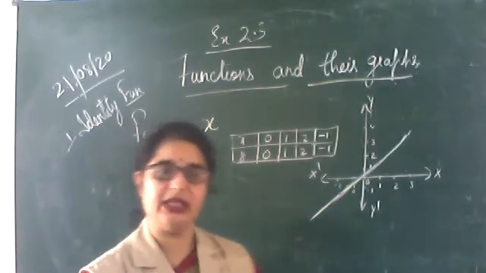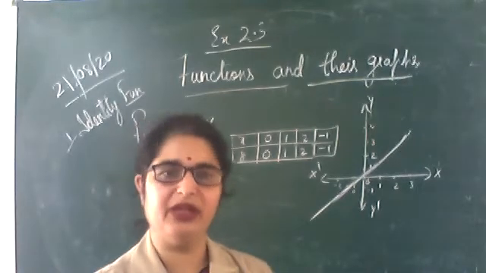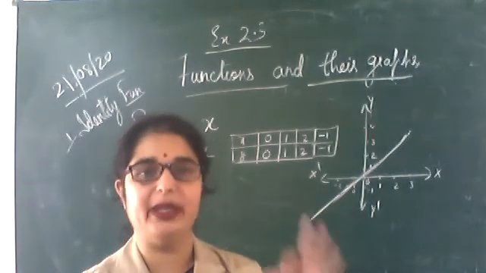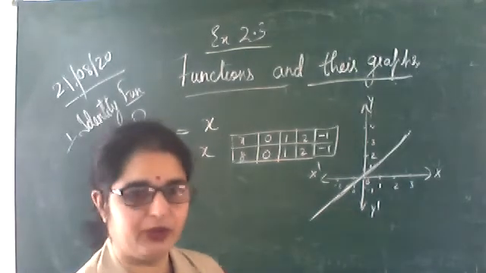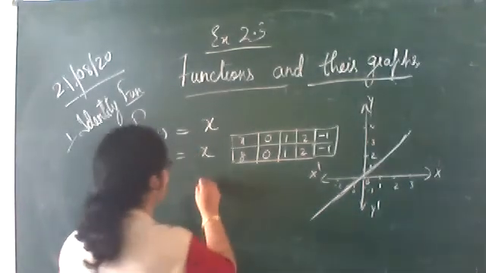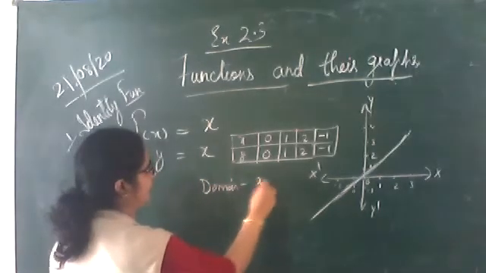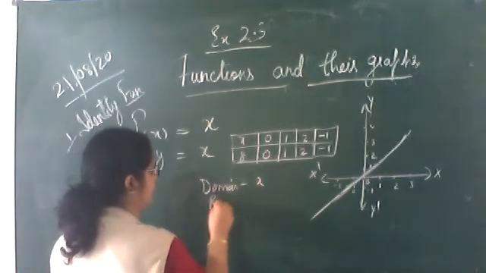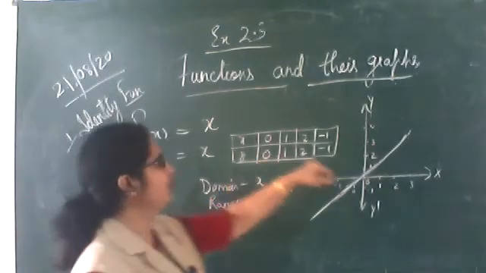Now just see the graph. Looking at the graph, what can you say about the values of x and y? Why are we doing this? We want the domain and codomain, the concept of codomain and range. That's why we are doing these functions. So domain is what? Values of x. And range is what? Values of y. So what all values of x are possible?